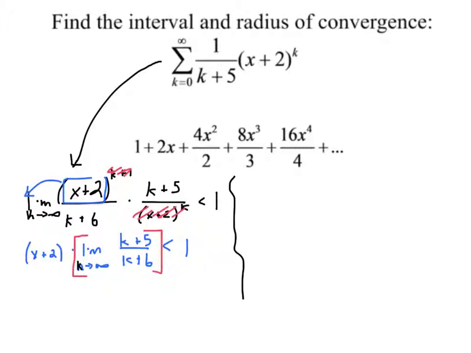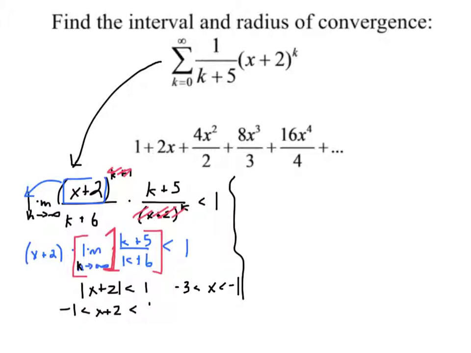Okay. The limit inside here is 1. Okay. So it's just 1. So again, I have x plus 2 multiplied by 1 has to be less than 1. So I have x plus 2 has to be less than 1. So remember, we solve this. So I subtract 2 from both sides, and I have negative 3 and negative 1.